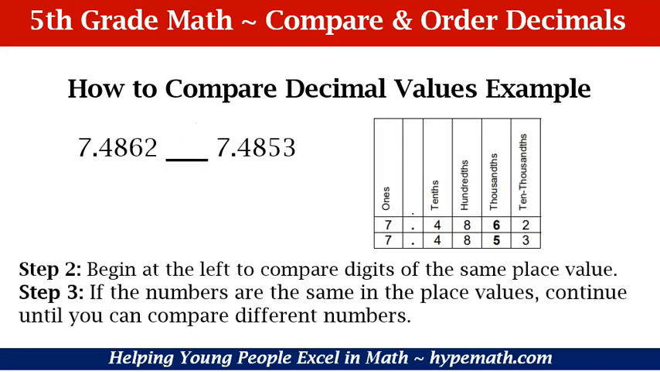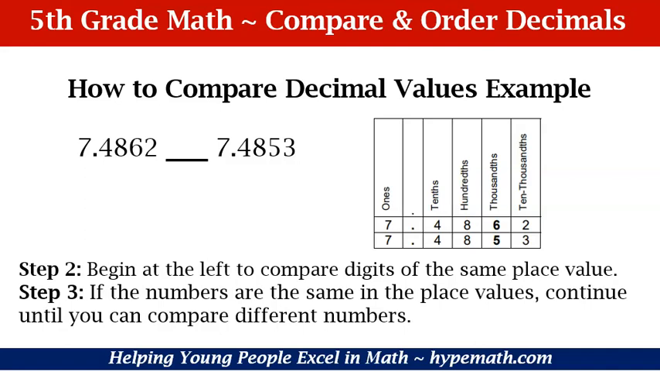Step 2, begin at the left to compare digits of the same place value. So starting from our left and moving to our right, we start with the ones place, because both decimals have a number in the ones place. Looking, they both are 7. Step 3 says if the numbers are the same in the place values, continue until you can compare different numbers.